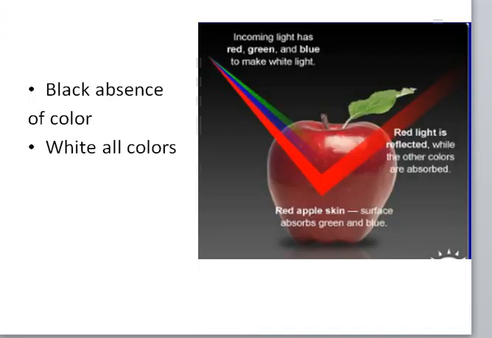So when we look at a red apple, what we're really seeing is that reflecting back of the red wavelengths of visible color, and the other wavelengths are being absorbed. When we talk about color, black is the absence of color, white is the addition of all color.